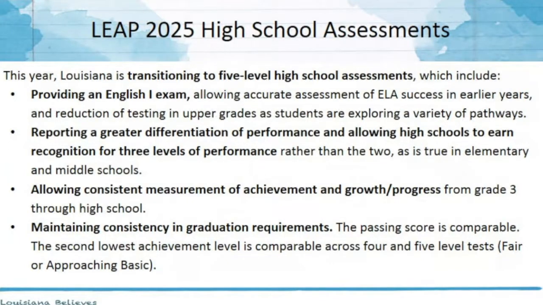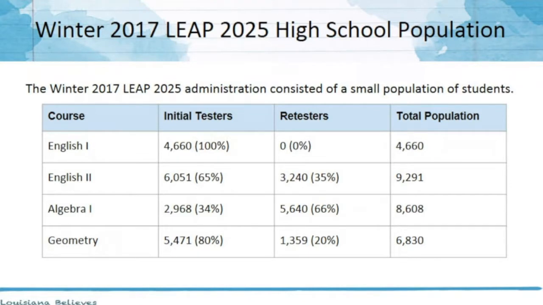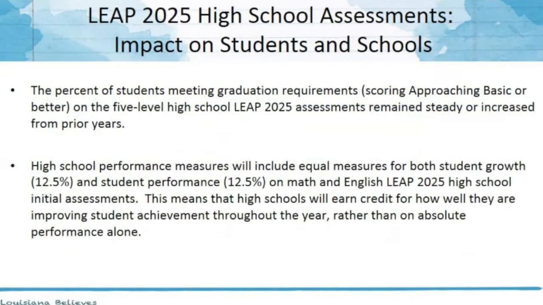For LEAP 2025, again, we are transitioning to 5-level high school assessments, which include 4 things: providing an English 1 exam, reporting a greater differentiation among high schools to earn recognition for 3 levels of performance rather than 2, as in elementary and middle schools, allowing consistent measurement of achievement and growth or progress from grades 3 to high school, and lastly, maintaining consistency in graduation requirements. This fall, we had a small population of students that took our winter LEAP 2025 high school assessments. The percent of students meeting grad requirements, meaning they scored approaching basic or higher on the 5-level LEAP 2025 assessments, remained steady or increased from prior years.